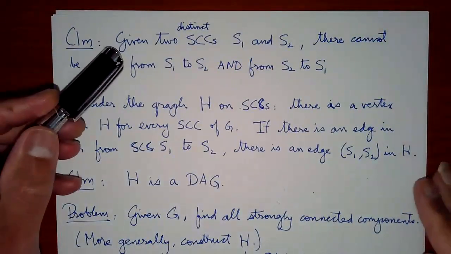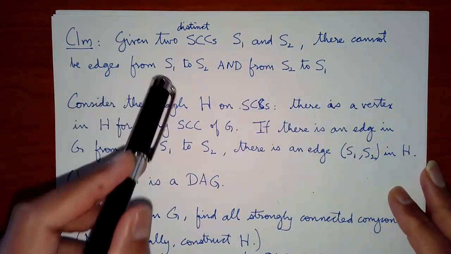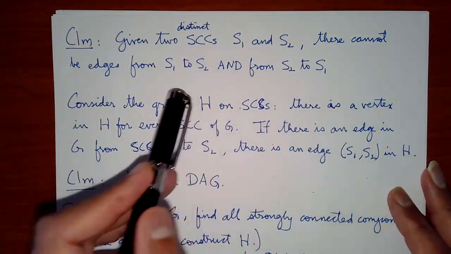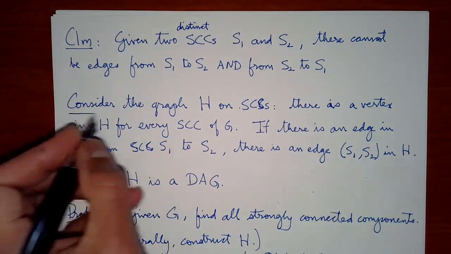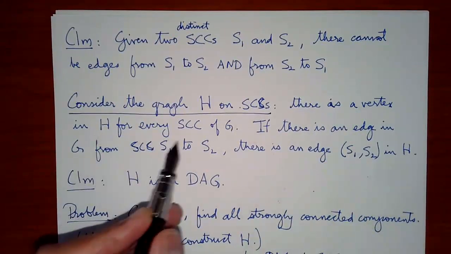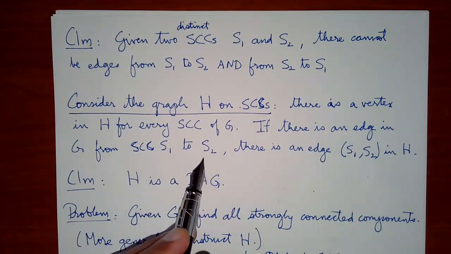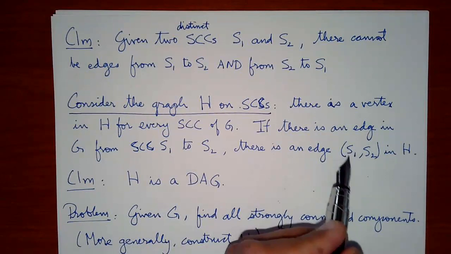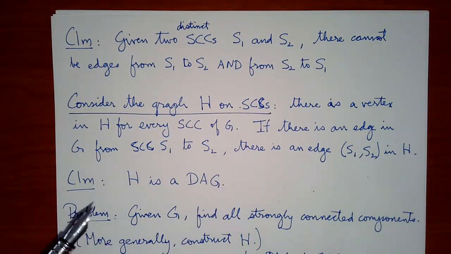Now, we discussed last time that given two distinct strongly connected components S1 and S2, there cannot be edges from S1 to S2 and from S2 to S1, because if there were, then S1 and S2 would merge to become a strongly connected component itself. Now, we defined a graph H on the strongly connected components. There is a vertex in H for every strongly connected component. If there is an edge in G from S1 to S2, then there is also an edge S1 to S2 in H, a single edge. This is the graph on strongly connected components, and this graph is a DAG.